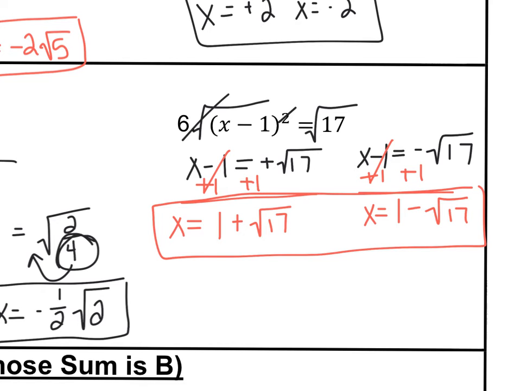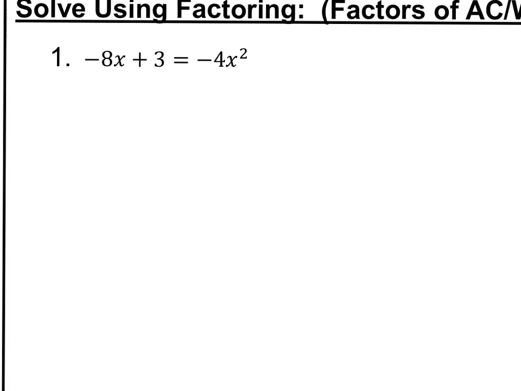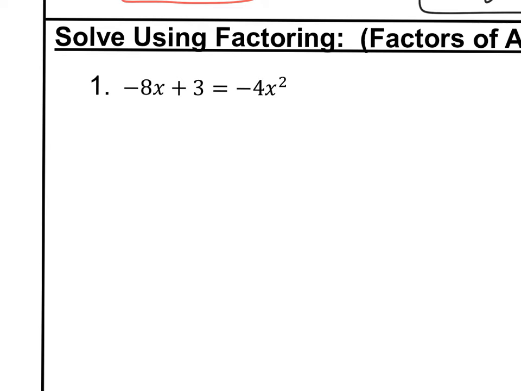Now the difference is when you have an x squared, an x, and a number, we can't factor by taking the square root. Ivan, you with me? So this is going to be factoring by grouping. Remember, if you need help, you can Google, you can YouTube. It's called factoring by grouping. So first we're going to move everything to one side. How do I move that negative 4x squared to the other side?